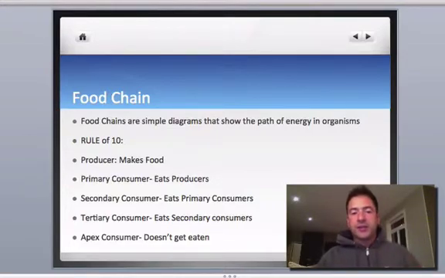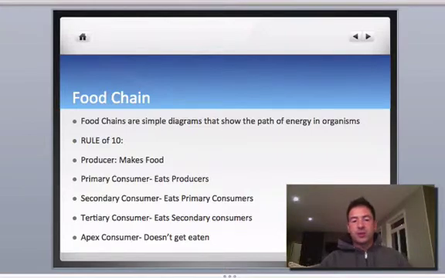Then next, there are primary consumers. The primary consumers are going to eat the producers. As we move through these levels of consumers, primary eats the producer, so these are going to be your herbivores basically. Then we get secondary consumers, and what secondary consumers do is eat the primary consumers. Then we move up to the tertiary consumers, and they're going to eat secondary consumers. So we have herbivores at the primary consumer level, then carnivores at the secondary consumer level, and they eat primary consumers.